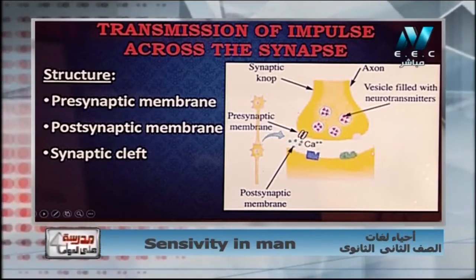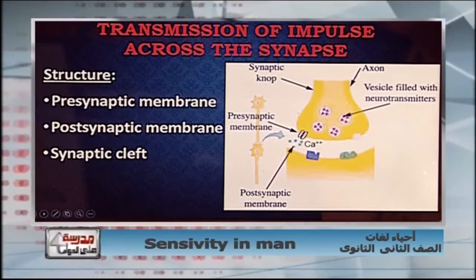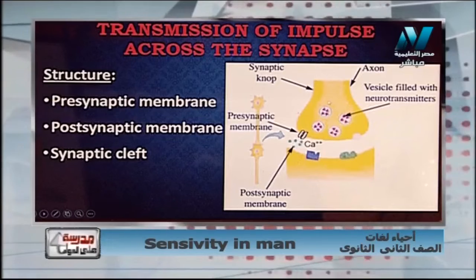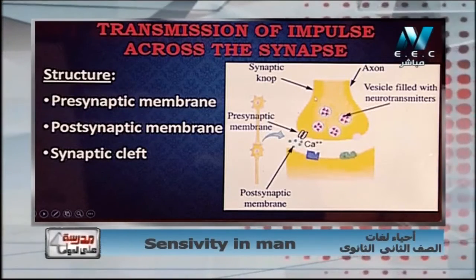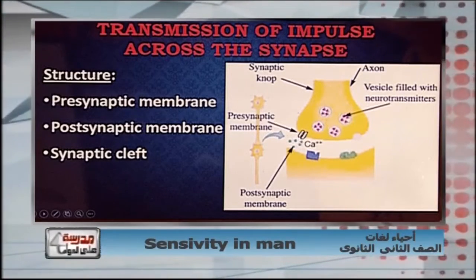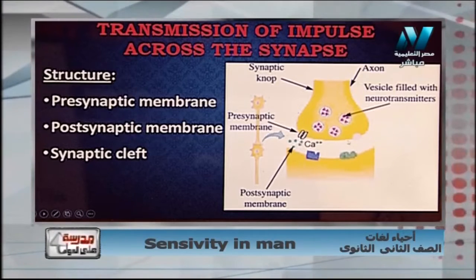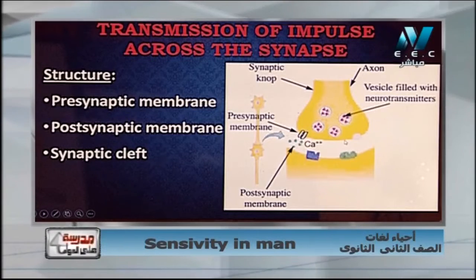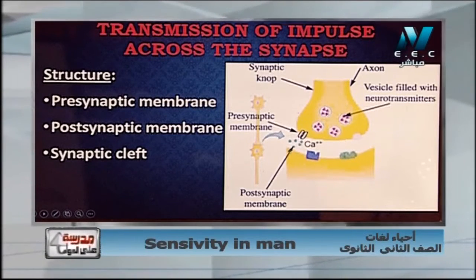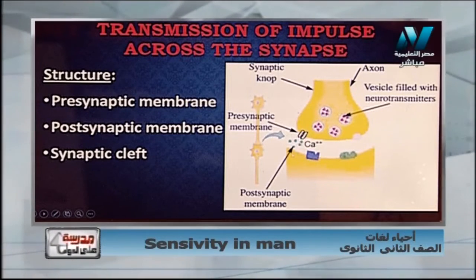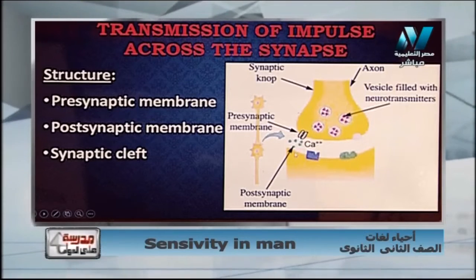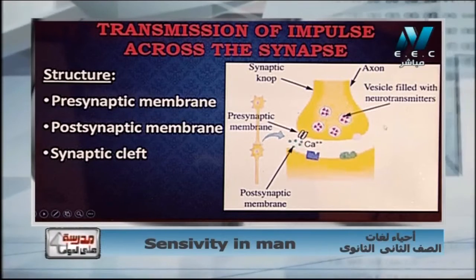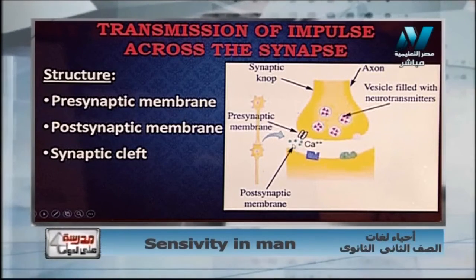So this part located below it is the dendrite of the next neuron. Again, the structure of the synapse. We have the synaptic knob, and the membrane of this synaptic knob is called the presynaptic membrane. And the membrane of the dendrites of the next neuron is called the postsynaptic membrane. And the narrow space between them is called the synaptic cleft.